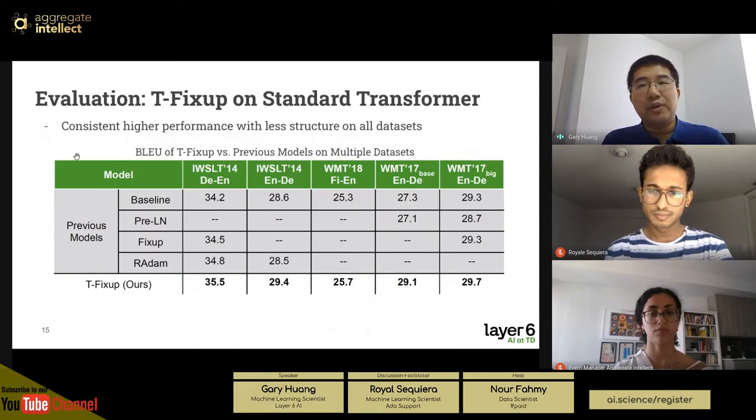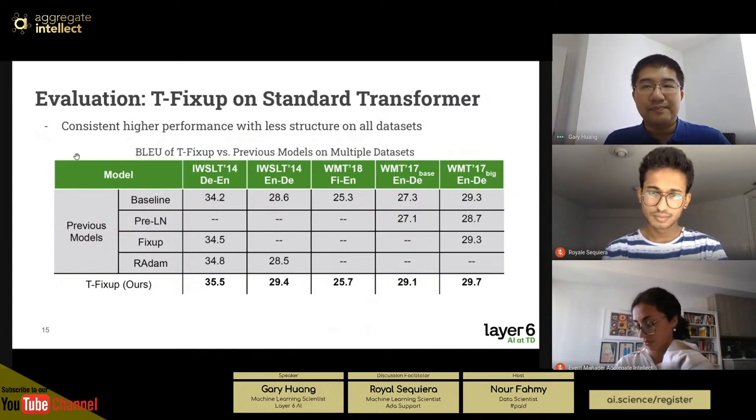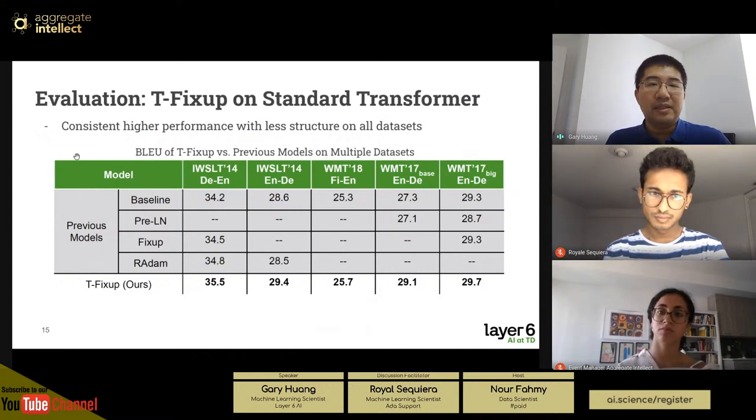However, it does require additional tweaks to the structure, adding scaling layers, bias layers, and zeroing out some weights. Rectified Adam optimizer removes warmup by just replacing Adam, and it performs comparably to the baseline. Finally, we can see that T-Fixup initialization outperforms all baselines on each dataset.